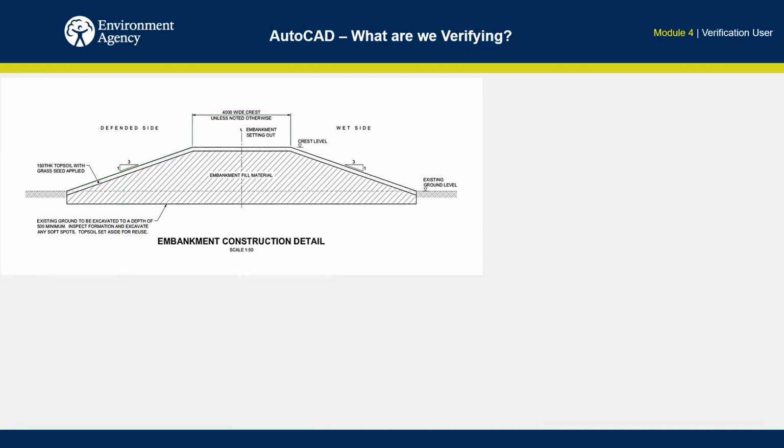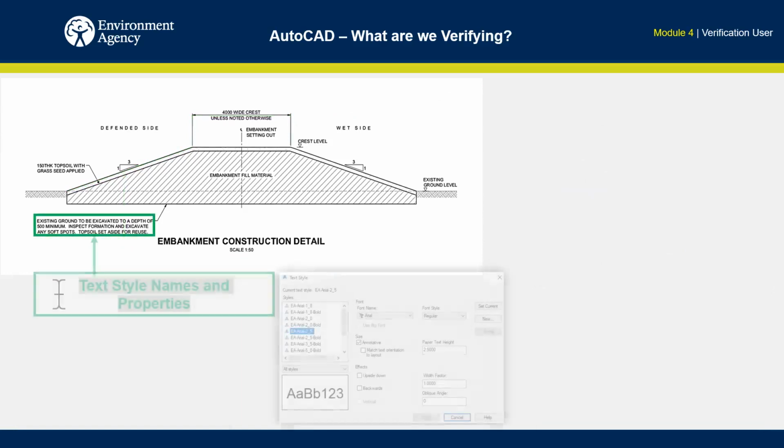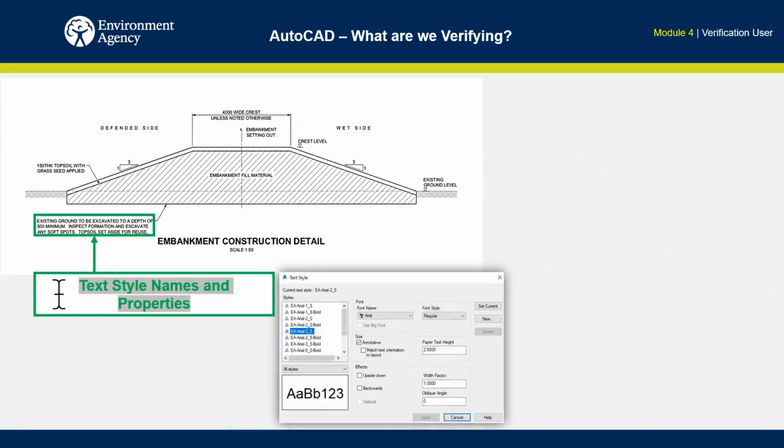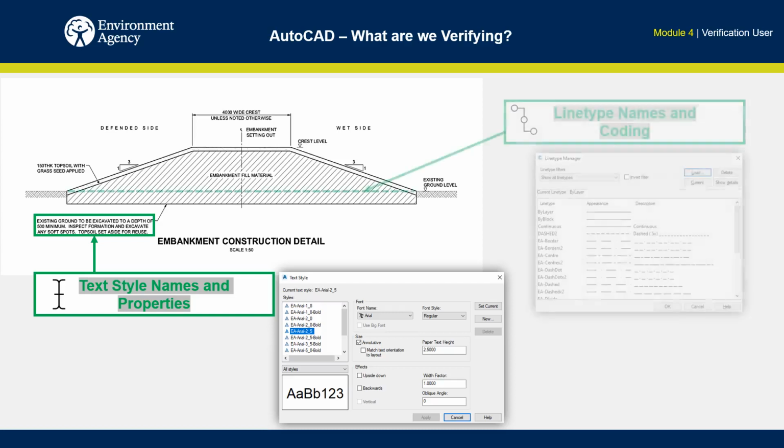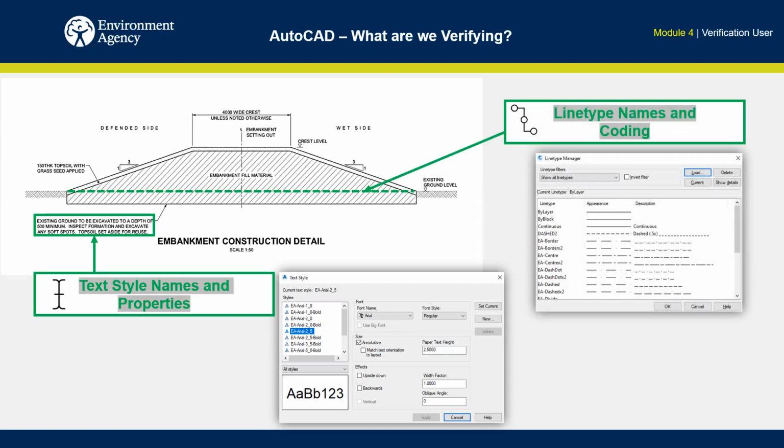Similar to dimensions, annotative text properties such as name, size and font are checked to ensure that they are compliant and compatible with the drawing scale. Line types are checked to ensure that naming and coding adheres to the standards.